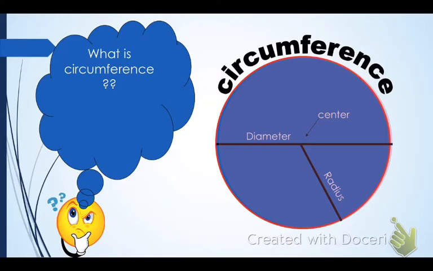Alright, so circumference of a circle is kind of like the perimeter, if you've heard that word, the distance or the length of the outside of the object. Alright, but when we're dealing with circles, it's called the circumference.